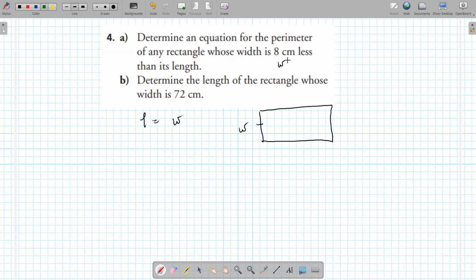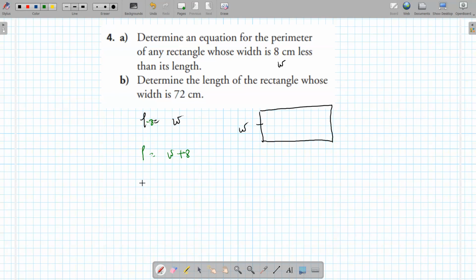It's gonna look something like this. So width is W, okay? We know that the width is 8 centimeters less, yeah? Which means you take your length value and subtract 8, and you're gonna get width. Or if you add 8 to your width, that's gonna give you your length. See that?